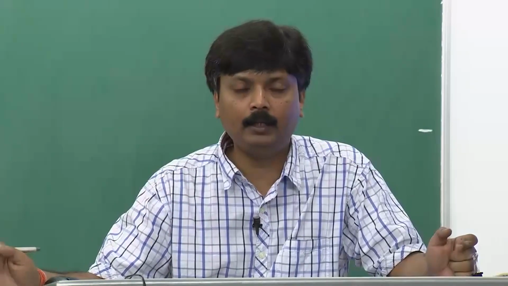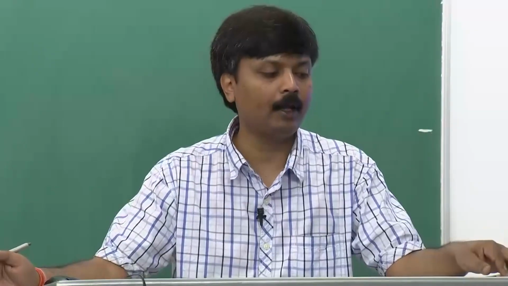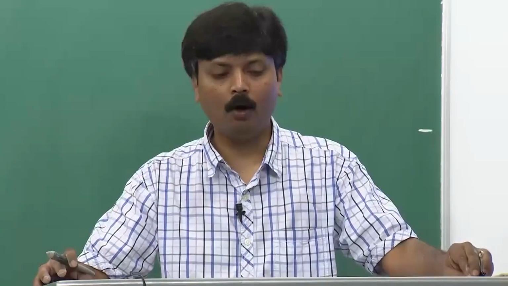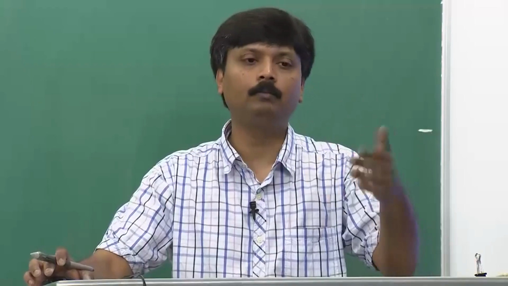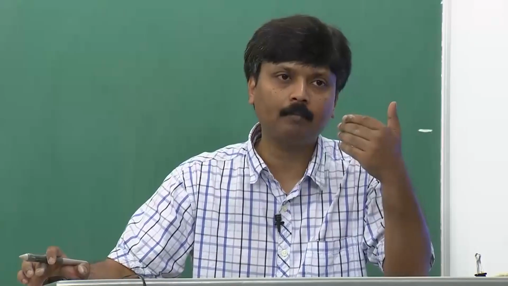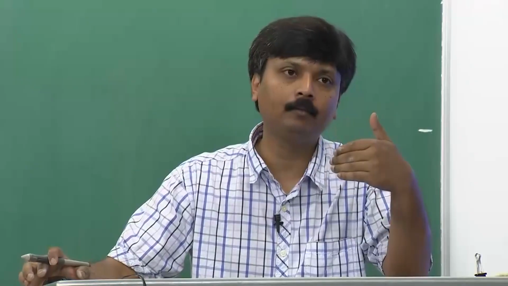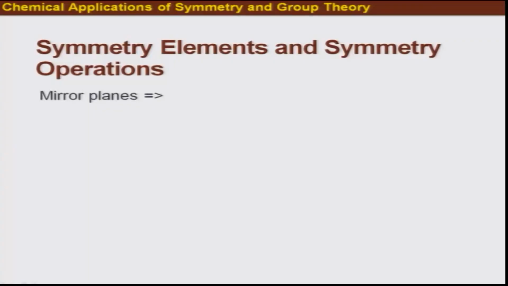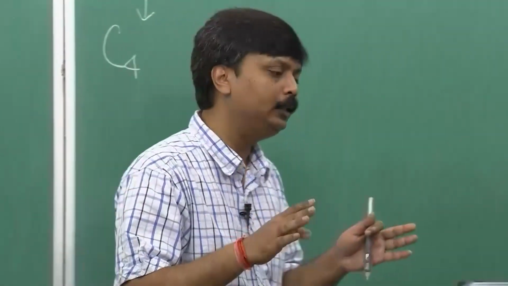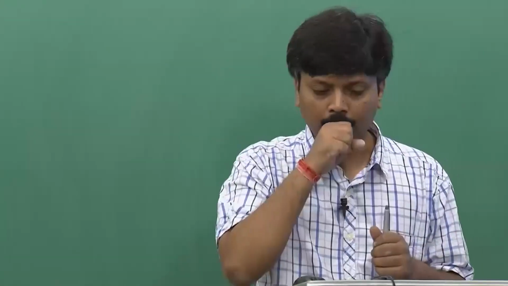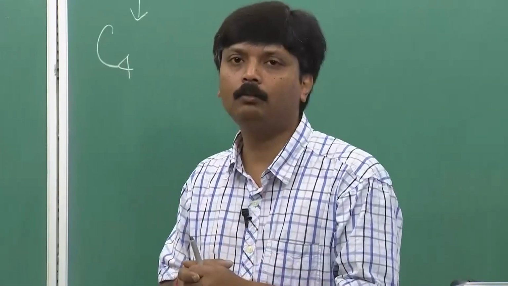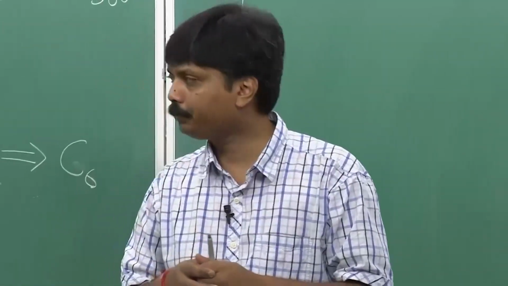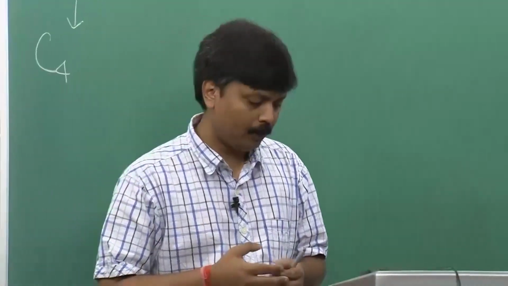Okay, so they can be at different planes and different directions. Or you can have the two different axes coinciding together. So before going to the next one, let me also clarify the last point that I made. That is, in the case of BF3, we saw that C3 and C2 are not coinciding, but in certain molecules you can have more than one proper axis of symmetry coinciding together.